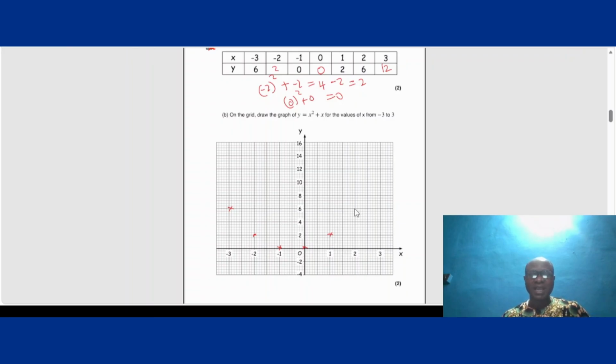Look at the point here. It must correspond to 2. When x is 3, y is positive 12. Look at the point. I'm done marking the points. I will now join the graph, which is the curve.